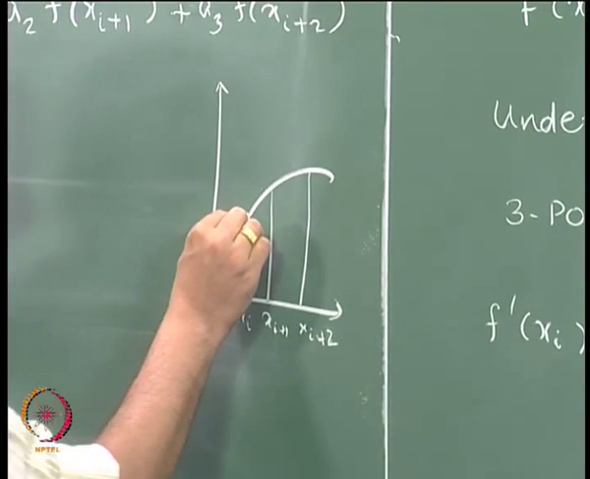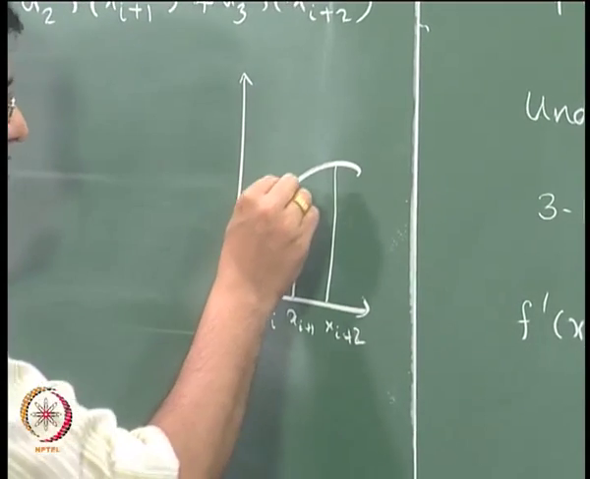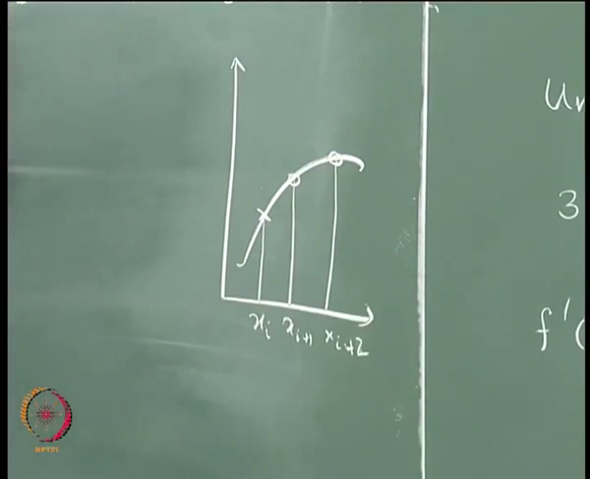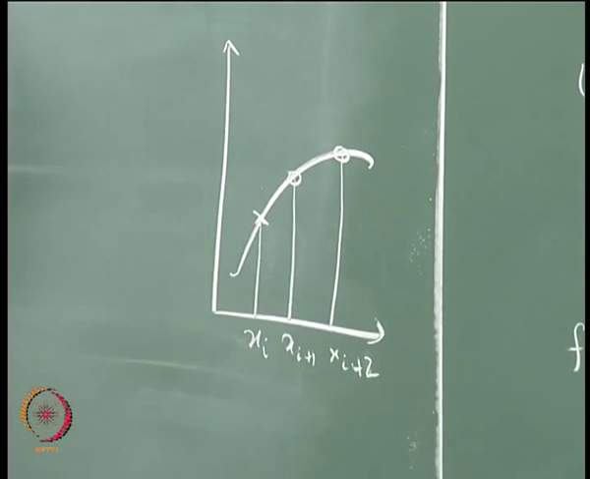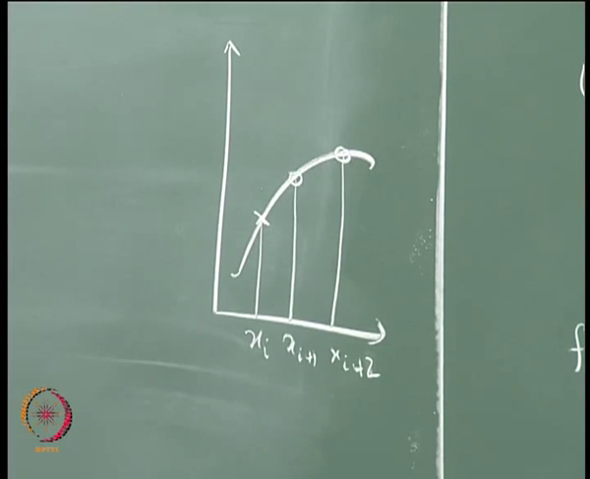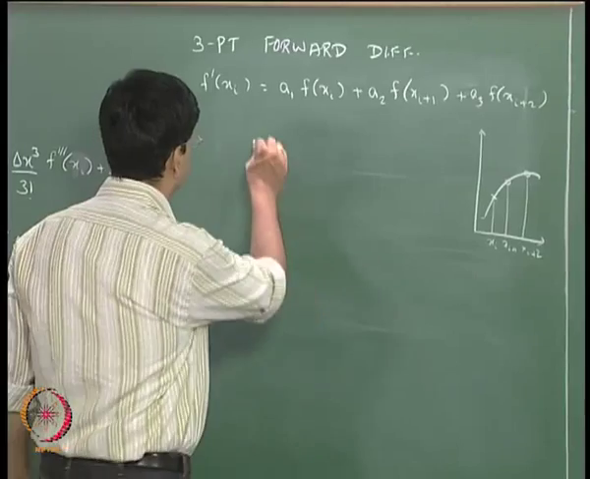Okay. So for getting the derivative at this point, we are using this point and this point. So we are using 3 points ahead or forward of xi, that is why it is called a 3-point forward difference formula for f dash of xi. Okay. So we substitute f of xi plus 1 and f of xi plus 2 in this particular equation.